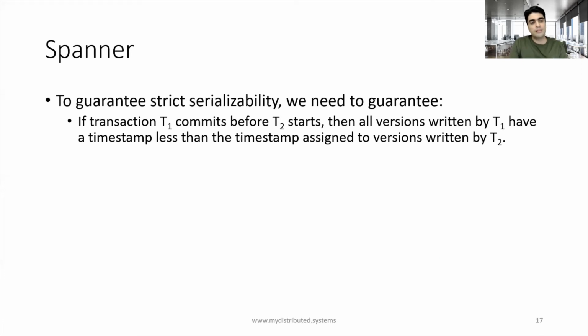So to guarantee strict serializability with this snapshot algorithm, we need to guarantee that if transaction T1 commits before transaction T2 starts, then all versions written by T1 have a timestamp less than the timestamp assigned to versions written by T2. Let's see an example.